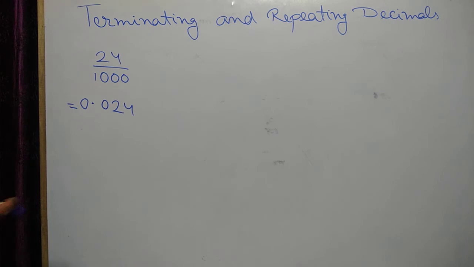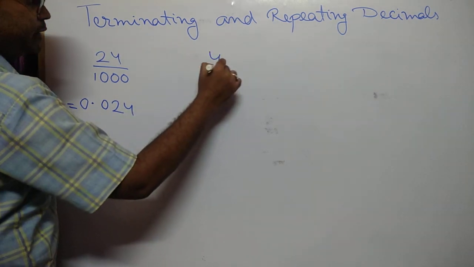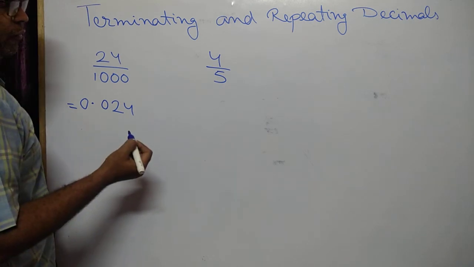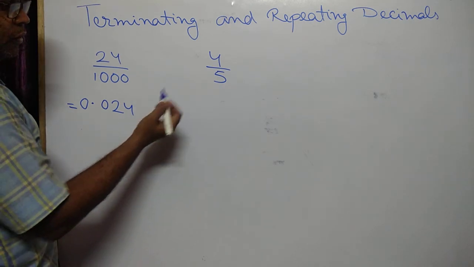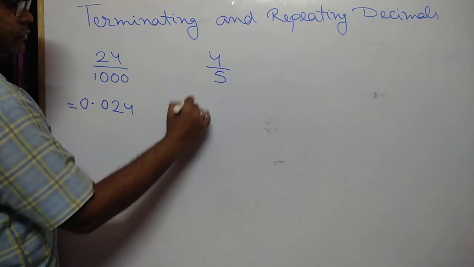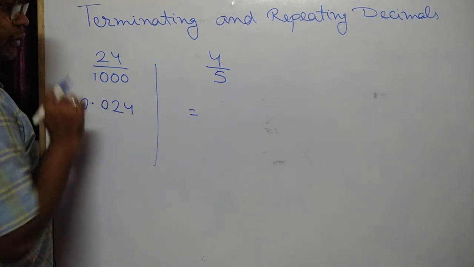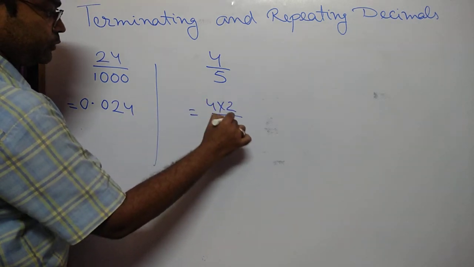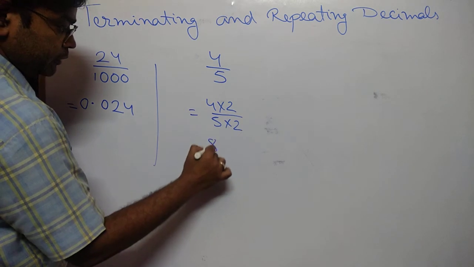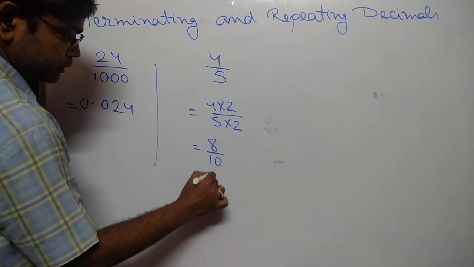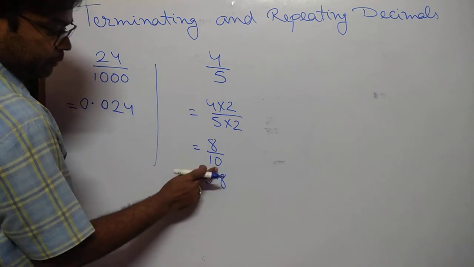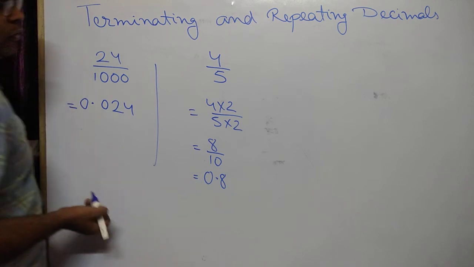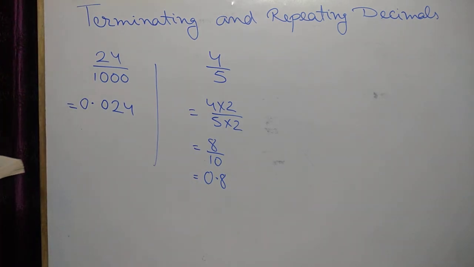And if the fraction is given as 4 upon 5, how do we convert it? We can either divide, or convert this into a multiple of 10. How do we convert? 4 into 2 by 5 into 2. Ultimately we have 8 upon 10, or we can write 0.8. Why? Because 10 in the denominator means 1 digit after the decimal. Hope this is clear to you.